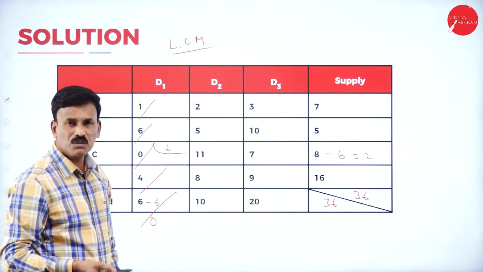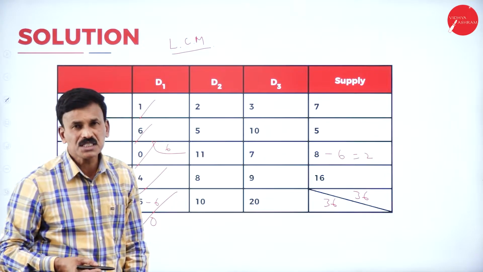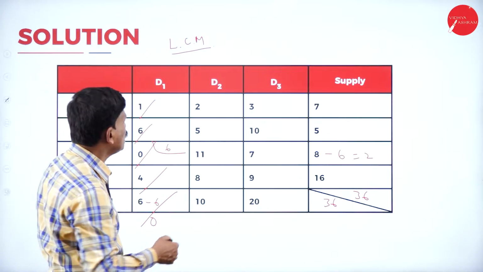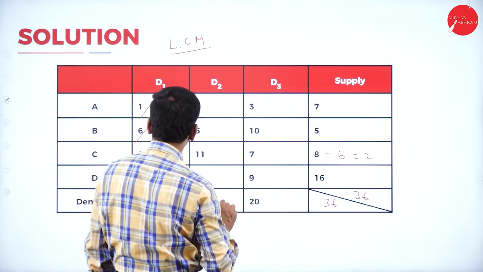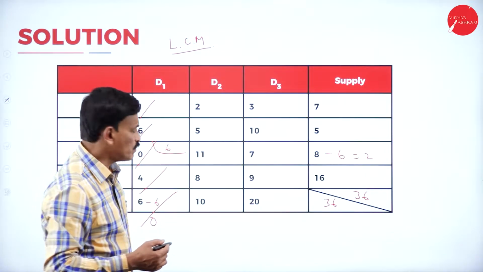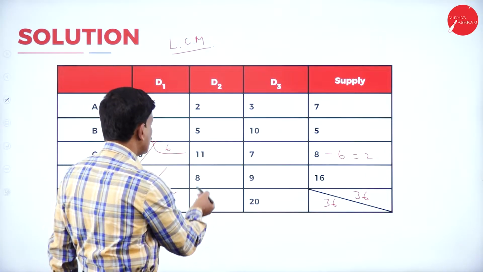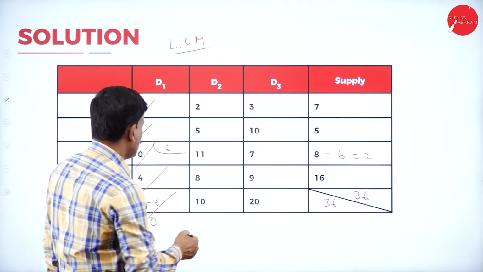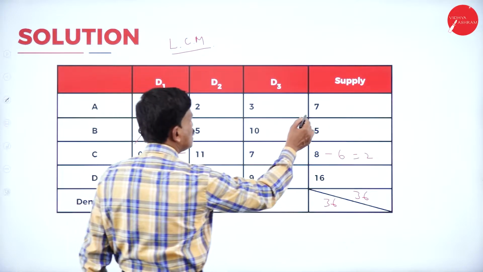Okay. Now, similarly, identify the next least element in the remaining cells. Which is the least element here? 2 is the least element. Then identify the demand and supply for this. The demand is 10 and the supply is equal to 7. Okay. Now, demand is 10 and supply is 7. Which is the least value?